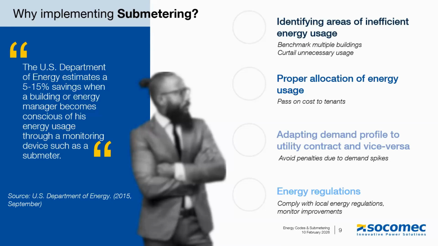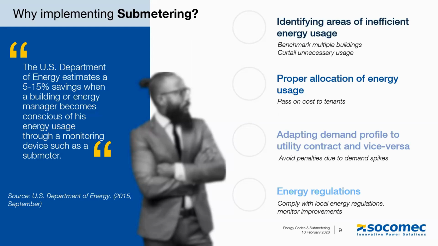So the goal of having submetering within a facility, within a site, is of course to identify areas of inefficient energy usage. Having submetering allows you to allocate energy usage to different buildings, load types, usages, different tenants. So just highlighting some energy that is not being allocated correctly. Having submetering allows you to make sure the demand profile is adapted to the utility contract and vice versa. So avoiding penalties that can be due to demand spikes.